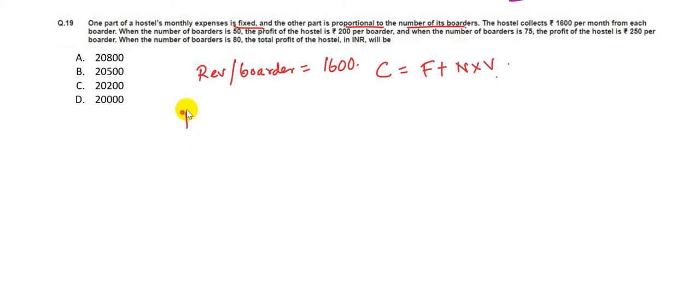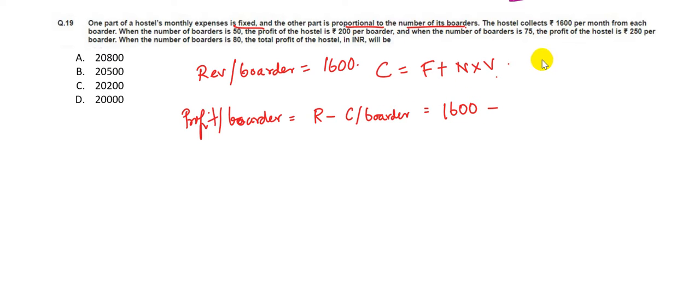When the number of boarders is 50, the profit is 200 per boarder. So the profit per boarder will be the revenue minus the cost per boarder, which will be 1600 minus the cost divided by n. So this would be C by n, that will be F by n plus V. So this will be the profit per boarder. So it is given that when the number of boarders is 50, profit is 200. That means when n is 50, the profit is 200.